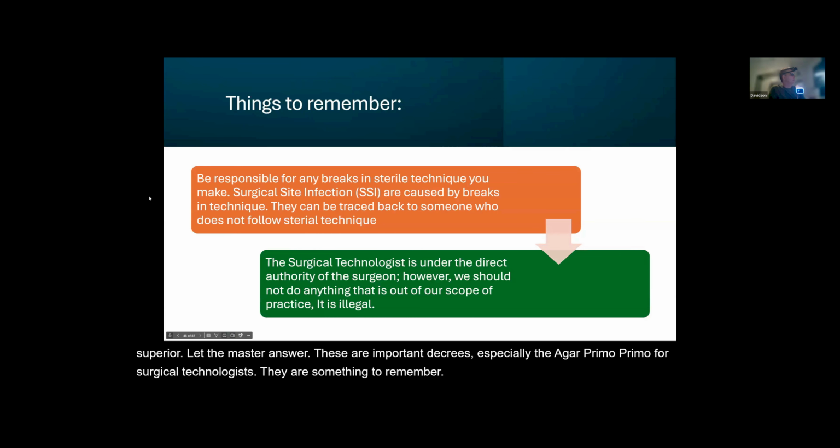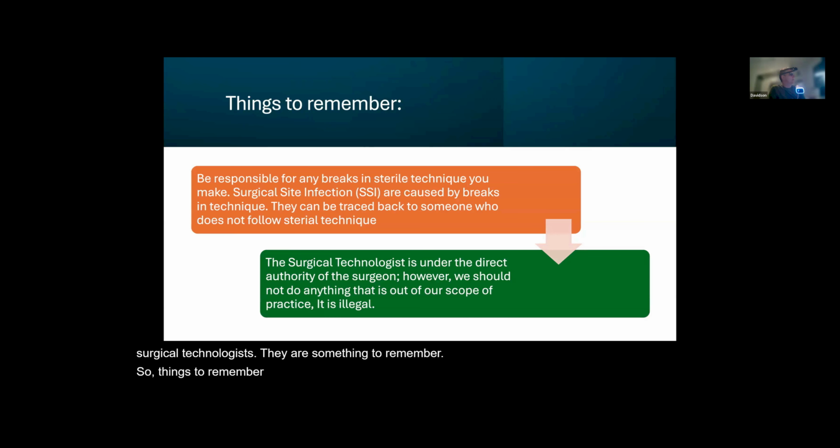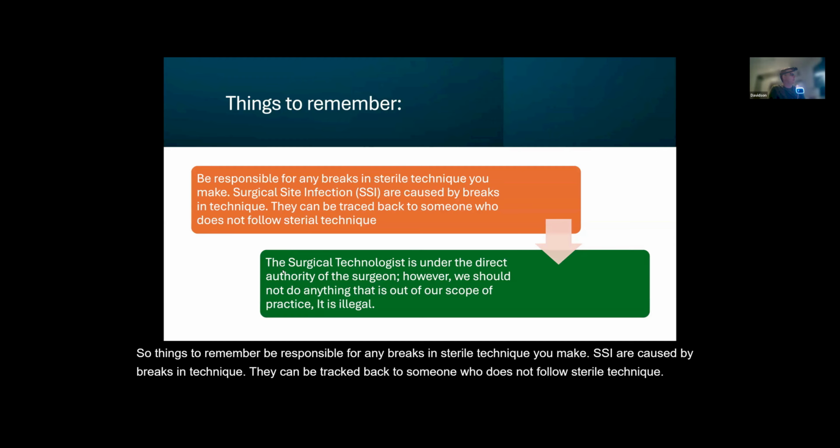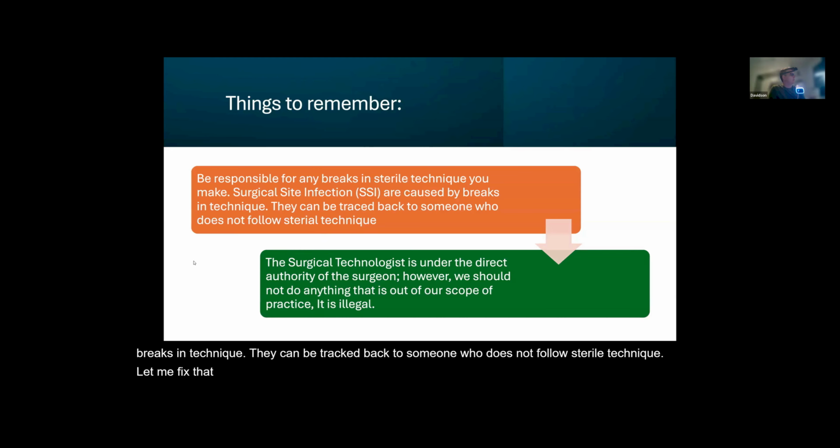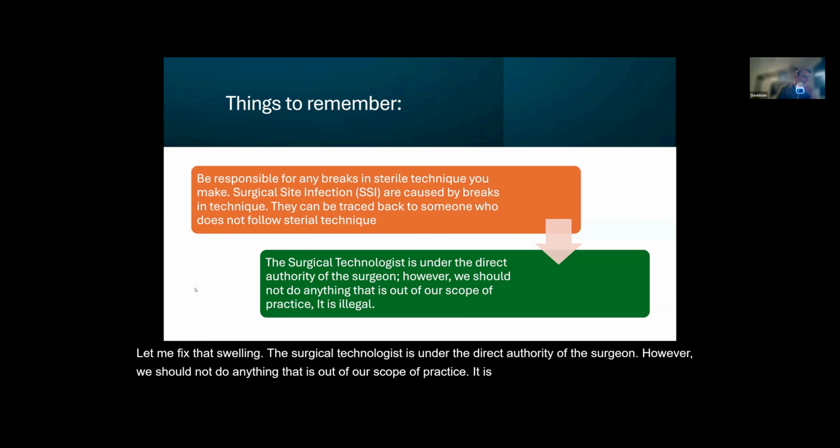So things to remember: be responsible for any breaks in sterile technique you make. SSIs are caused by breaks in technique. They can be tracked back to someone who does not follow sterile technique. The surgical technologist is under the direct authority of the surgeon. However, we should not do anything that is out of our scope of practice. It is illegal.